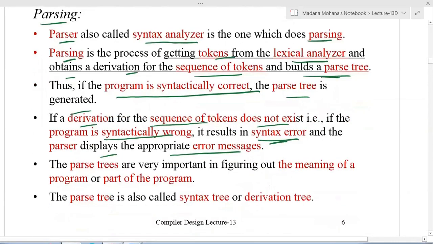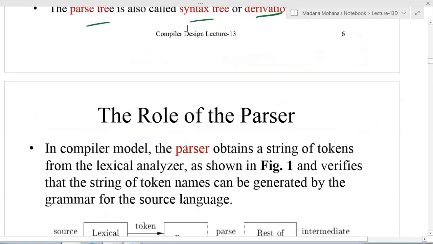Parse trees are very important in figuring out the meaning of a program or part of the program. That is the use of a parse tree. A parse tree is also generally called a derivation tree, as opposed to a syntax tree. But there is a slight difference between them, which we discussed in earlier lectures. A syntax tree does not require a grammar, only the string is required. But for a parse tree or derivation tree, a grammar is required. That is the major difference between a parse tree and a syntax tree.